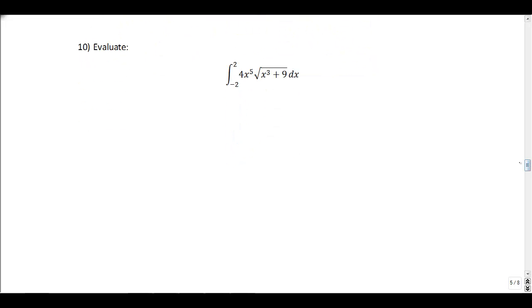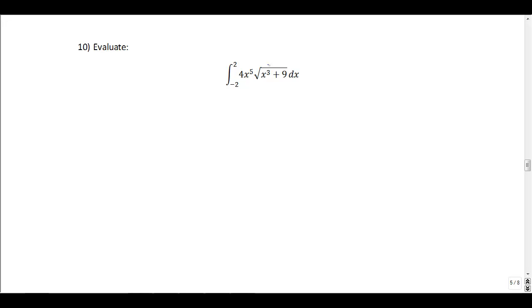Next one. So we have an integral from -2 to 2, 4x to the 5th times the square root of x cubed plus 9. First of all, I notice these bounds go from -2 to 2. Those are balanced around 0. So if this was an odd function that I'm integrating, the value would be 0 here. Problem is this is not.